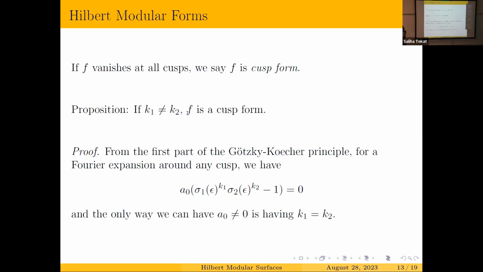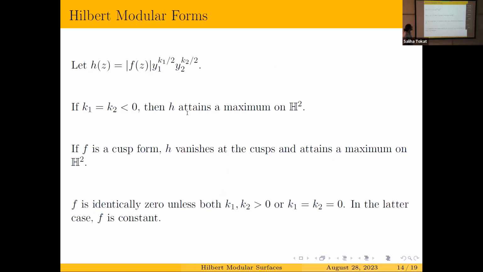We have a few facts about the modular forms, but I think I'll skip these because I'm nearing 18 minutes. One of them, for example, is that if k1 and k2 are different, f must be a cusp form. Cusp form means that it vanishes at the cusps. This is sort of important because the cusp forms define a vector subspace of all modular forms. It's a very simple proof, which I'll skip. It comes from the Koecher principle.